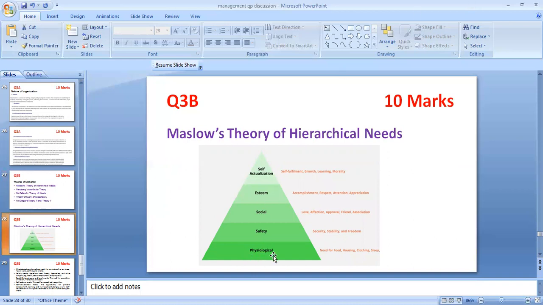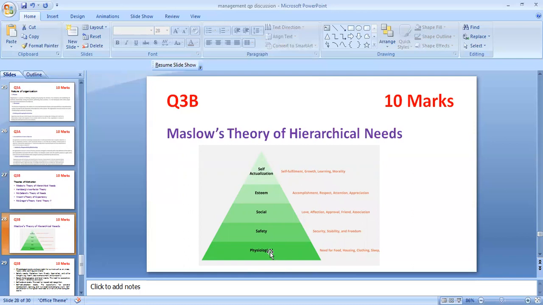The first need is called the physiological need. Physiological need in the sense of basic needs like food, shelter, housing, clothes, sleep, etc. These are the fundamental needs. If I talk about the second level, that is the safety need. Once the basic needs are satisfied, you will go for the safety need, like security, stability, freedom, etc.